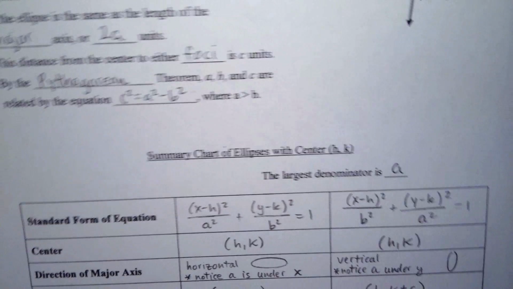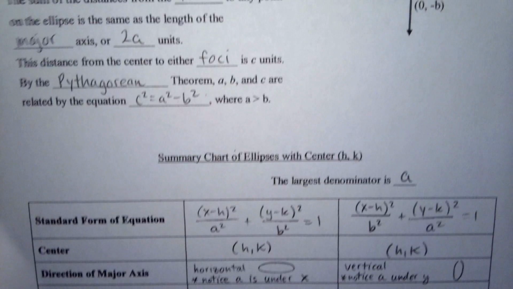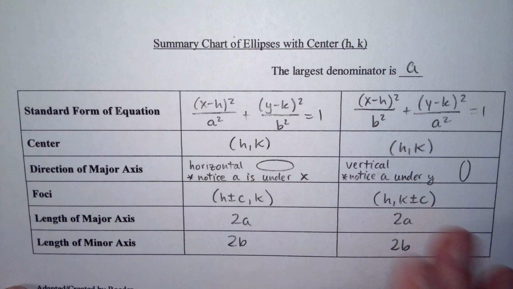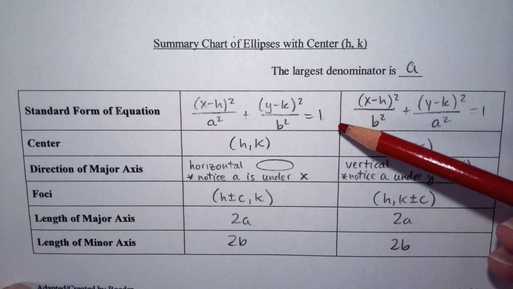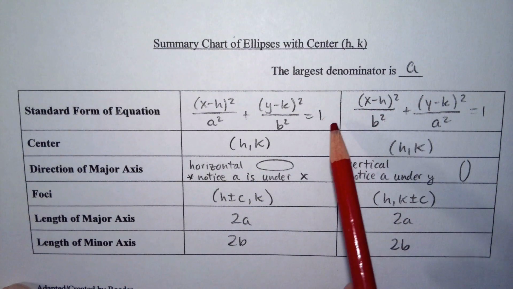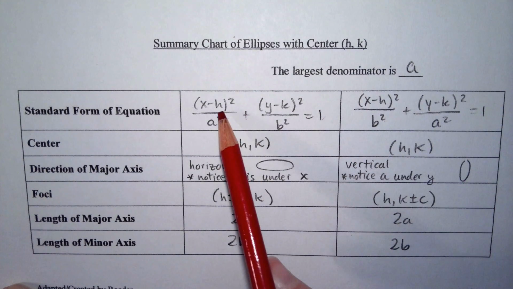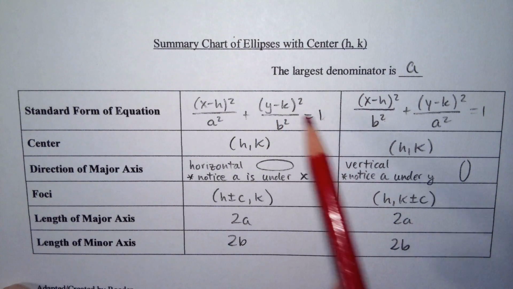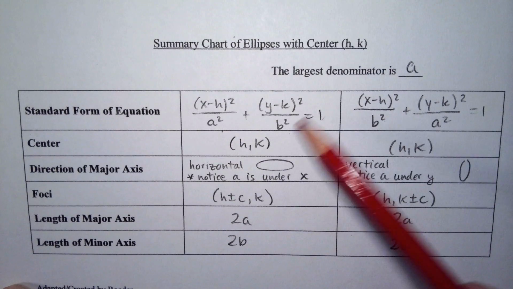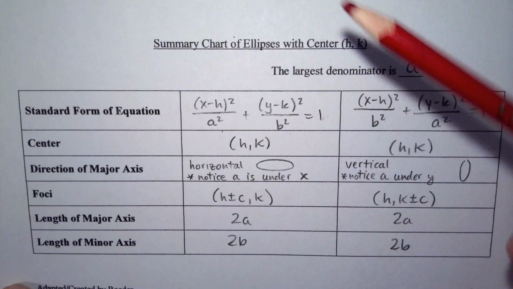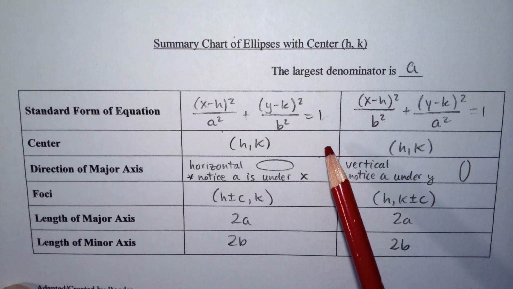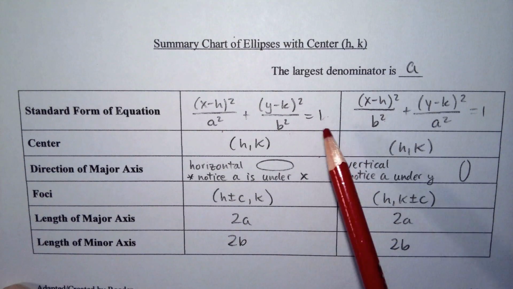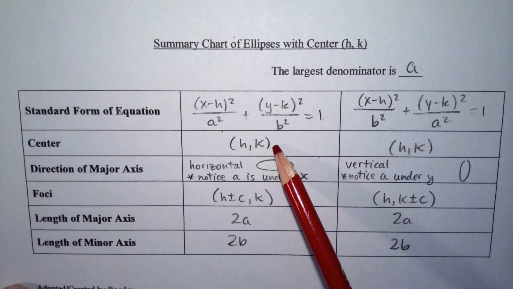Okay, a summary chart of ellipses. Now the standard form equation of an ellipse can be written in 2 different ways. Both of these are the same form except for the a and the b switch, and I'll explain that later. Analyzing these equations, they look very much like the equation for a circle, except that you have a denominator and the equation is equal to 1. So let's talk about the first one. You have x minus h quantity squared over a squared plus y minus k quantity squared over b squared equals 1. So the center is (h, k), just like a circle.